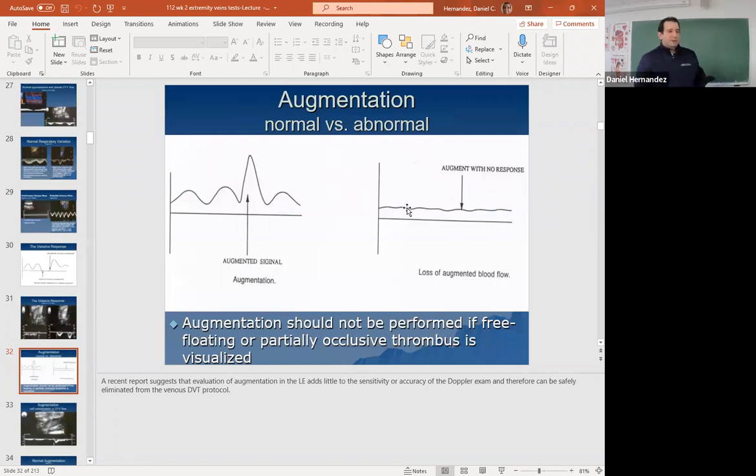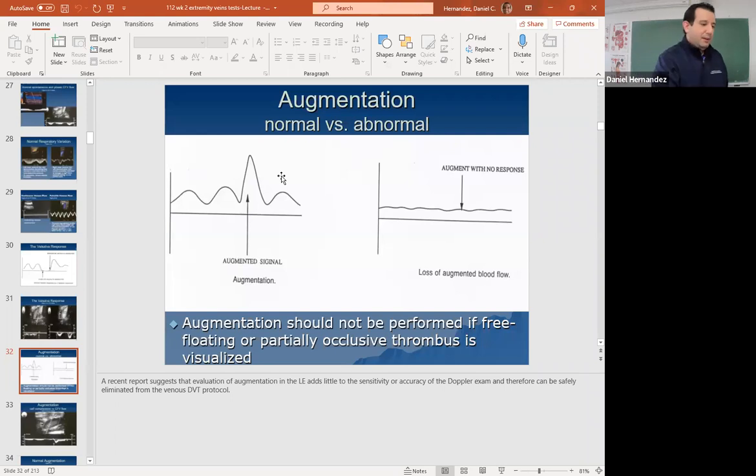So this is just a diagram showing what our waveform should look like when we perform distal augmentation. So we should have just our normal phasic respiratory variations. And then we augment, we give a light squeeze to the calf, and we should see a spike or a surge of blood going back up to the heart. So that's a positive augmentation.